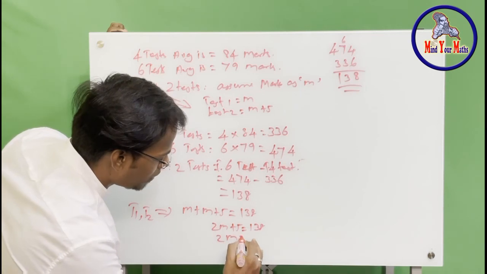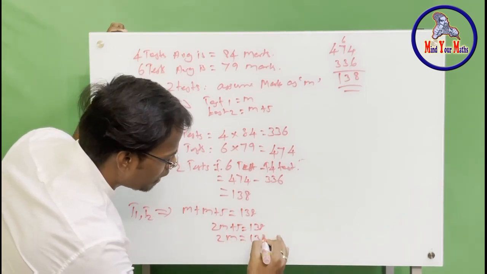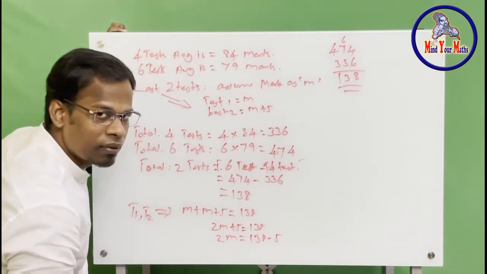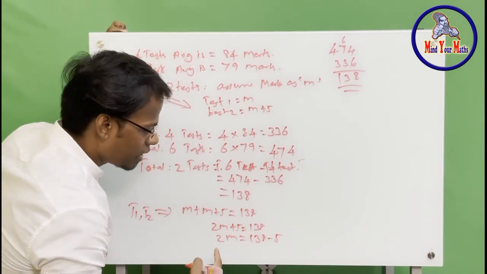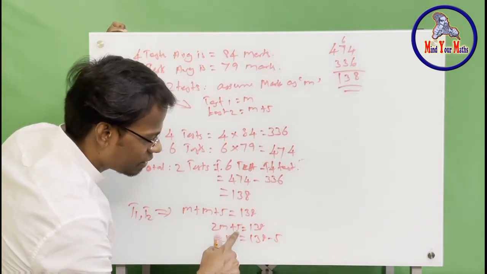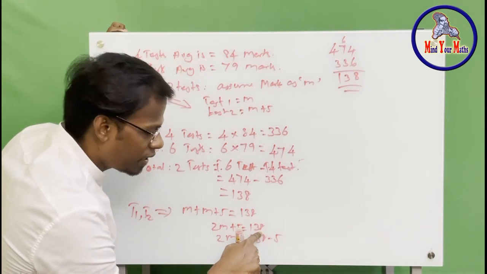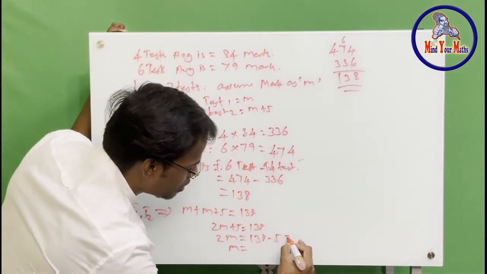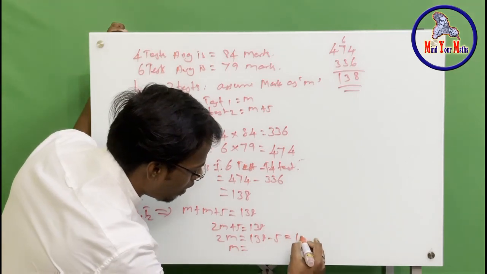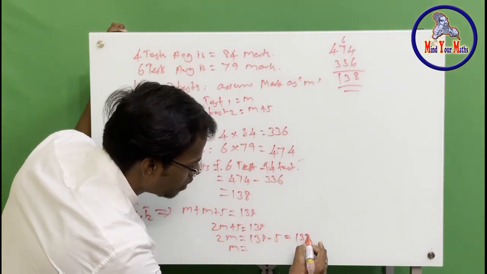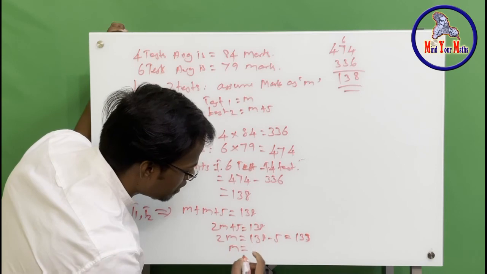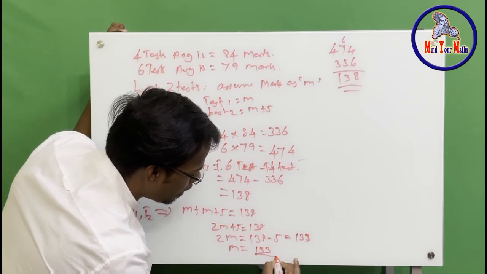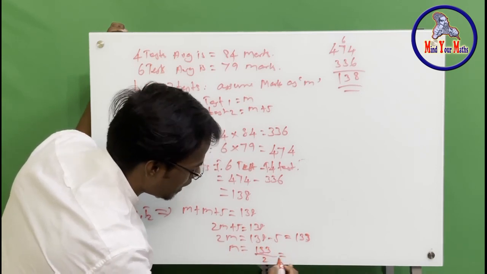Now 2M is equal to how much? 138 minus 5, right? Got it? Because we have to find 2M, we just subtract the 5 from 138. Now M is equal to how much? In that case this is 133, right? So M is equal to 133 divided by 2, which becomes how much?